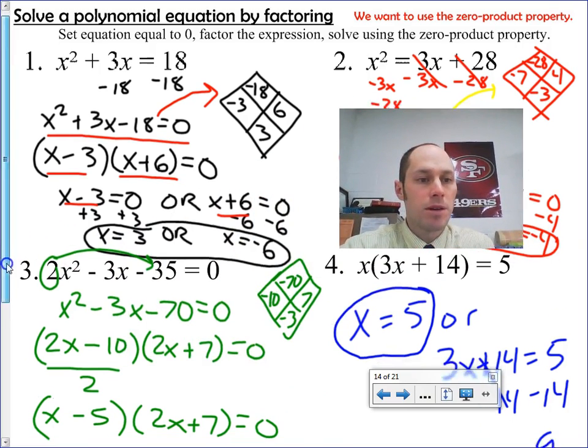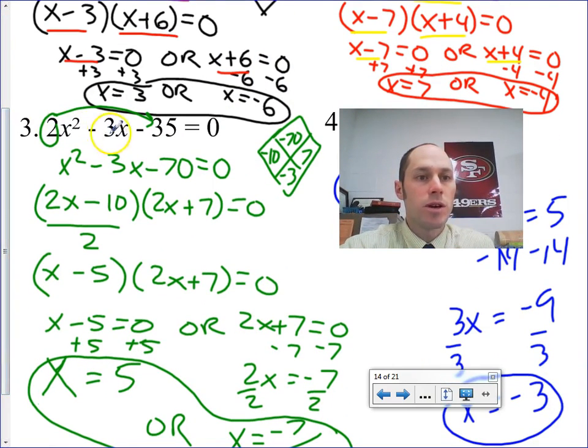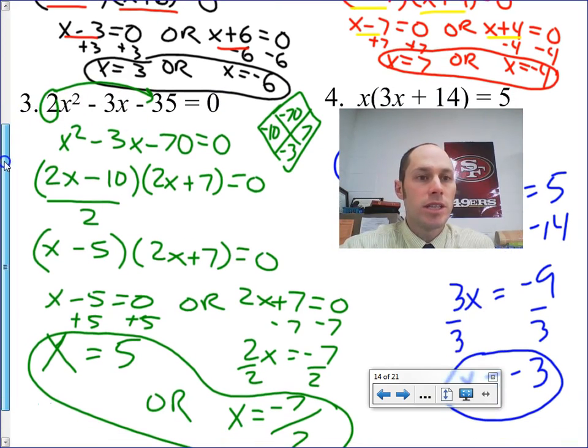On our third example, we had 2x squared minus 3x minus 35 equals 0. There's no GCF. It's already equal to 0. So I'd use the AC method. I multiplied the A value times C. And then I used my diamond to help me find my factors. So product of negative 70, sum of negative 3. So I'm left with negative 10 and 7. And I used the 2x for both of them.